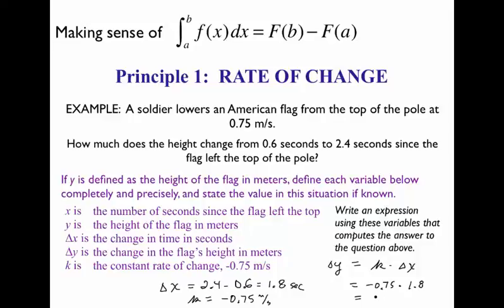And you got negative 1.35 meters? Yes. So it's below the ground then. The flag is below the ground 1.35 meters because it's negative. No, it was lowered below the top. Is this y? Do we know? It's changing height. Delta y, right? Delta y. And so this makes sense.